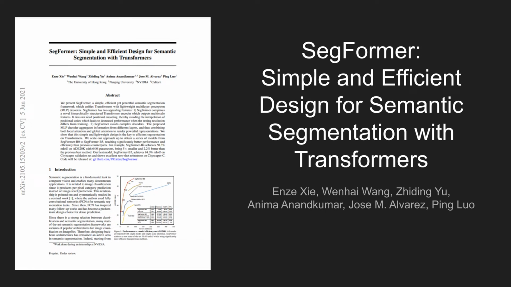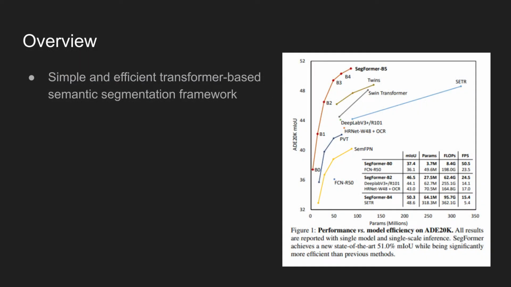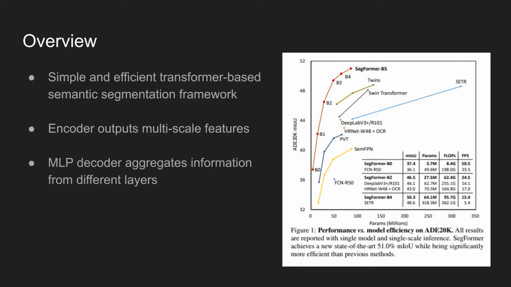Today's paper is SegFormer, simple and efficient design for semantic segmentation with transformers. The proposed model is a simple and efficient transformer-based semantic segmentation framework. There are two core ideas. The encoder in the model outputs multiscale features, and the MLP-based decoder aggregates this information from different layers to output a segmentation map. The model achieves a mean mIoU score of 50.3% on the ADE20K dataset and 84% on the Cityscapes dataset.